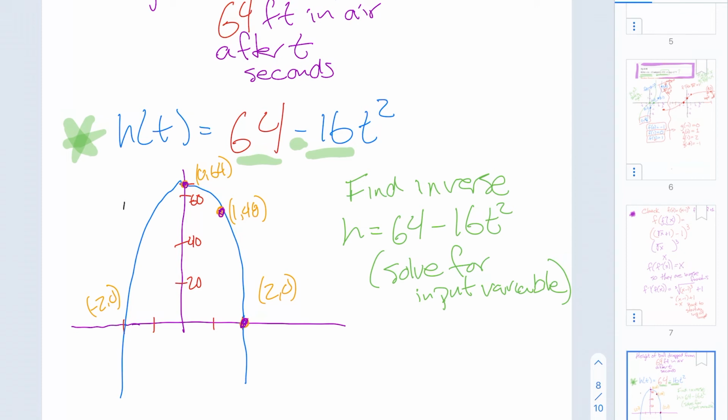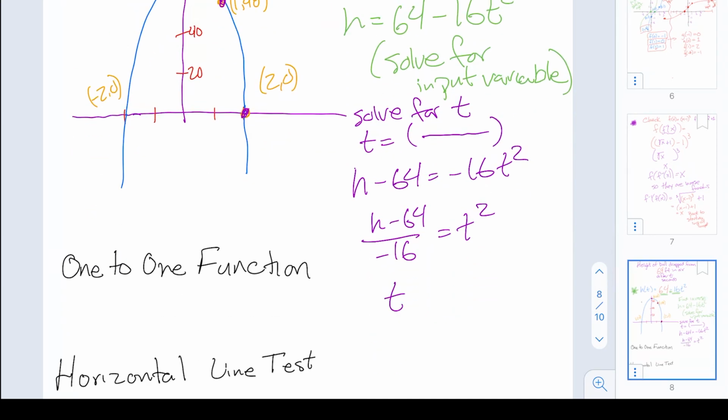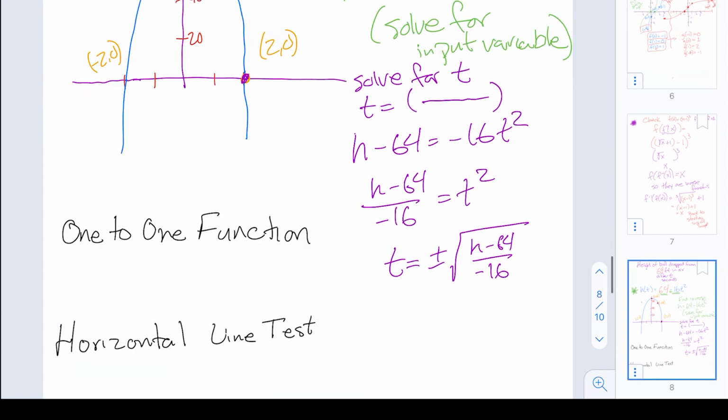Well, the function I have is you tell me the time, and I can plug this rule in and get an answer for the height. An inverse would be solve for t. So I would get t equals something. What's that going to be? Well, I would subtract 64, which equals minus 16t squared, and then I can divide by 16: (h minus 64) over negative 16 equals t squared. t equals plus or minus the square root of (h minus 64) over negative 16.